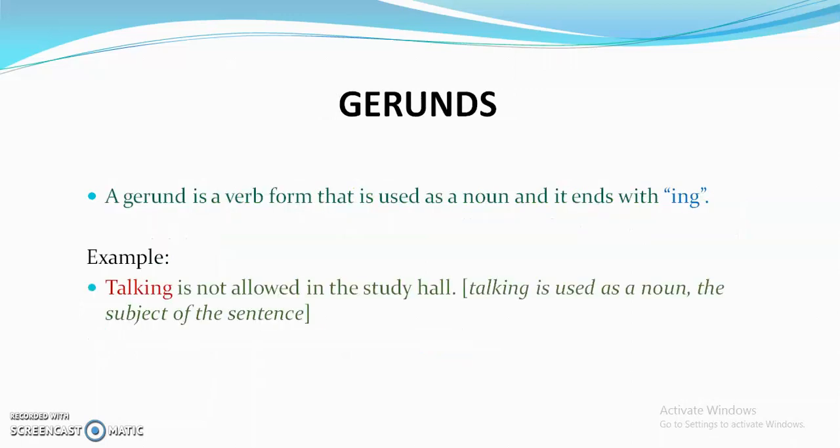Next comes gerunds. A gerund is a verb form that is used as a noun, and it ends with ing in the English language. For example, talking is not allowed in the study hall. Here talking is used as a noun, the subject of the sentence. At that time it is called a gerund.